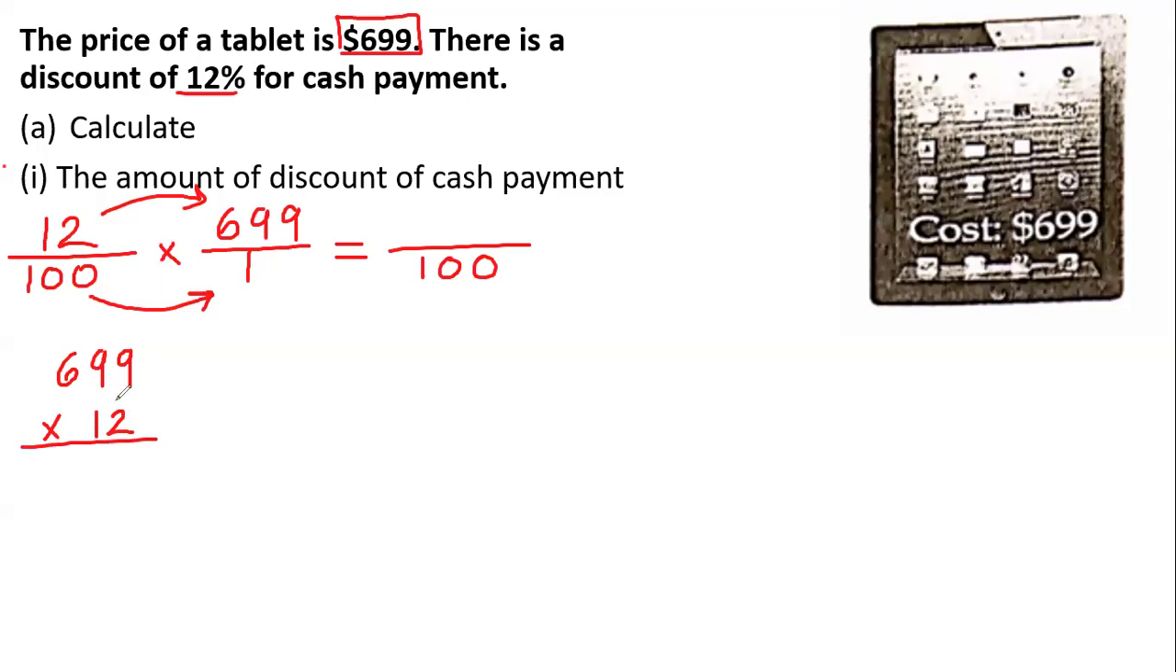Yeah, you should. 2 times 9 is what? 18. Very good. Put the 8 down, put the 1 up. 2 times 9 is 18 plus 1 is 19. Very good. 2 times 6 is 12 plus 1 is 13. Very good. We put the 0 down. 1 times 9 is 9. 1 times 6 is 6. Very good.